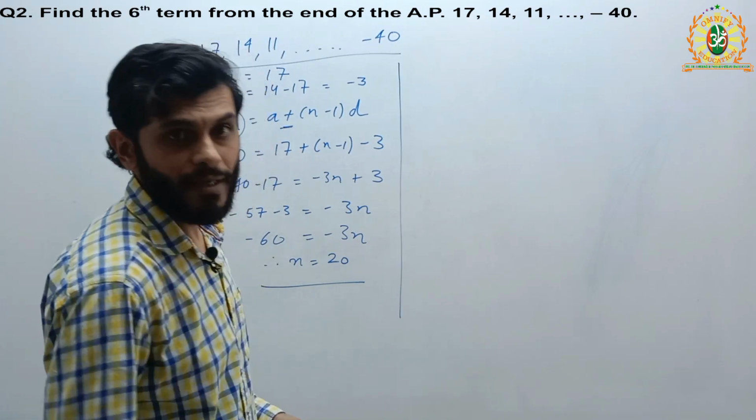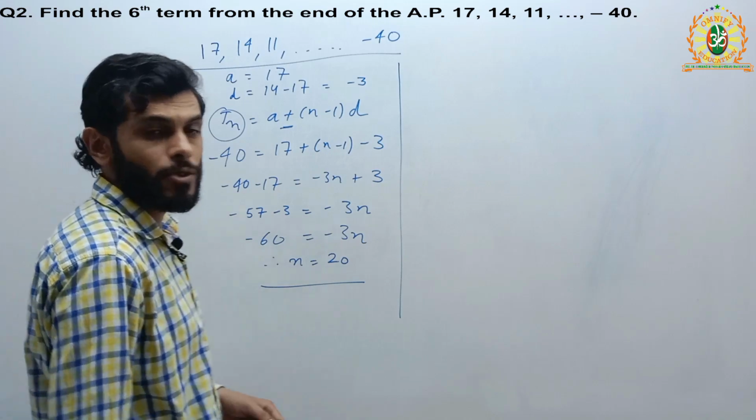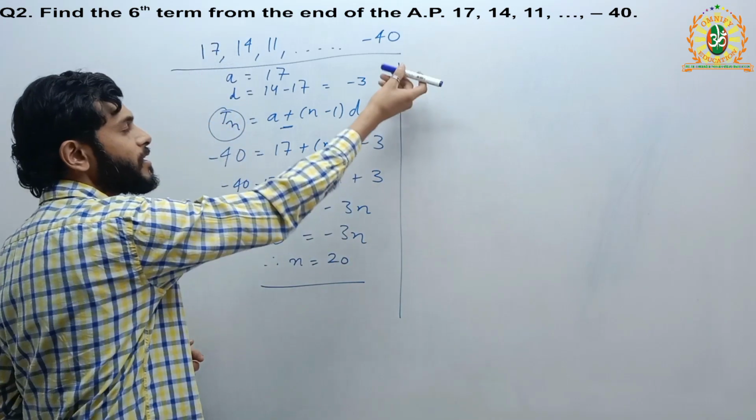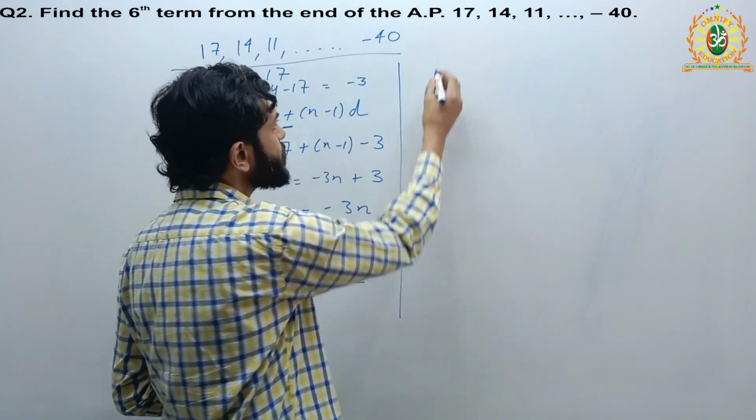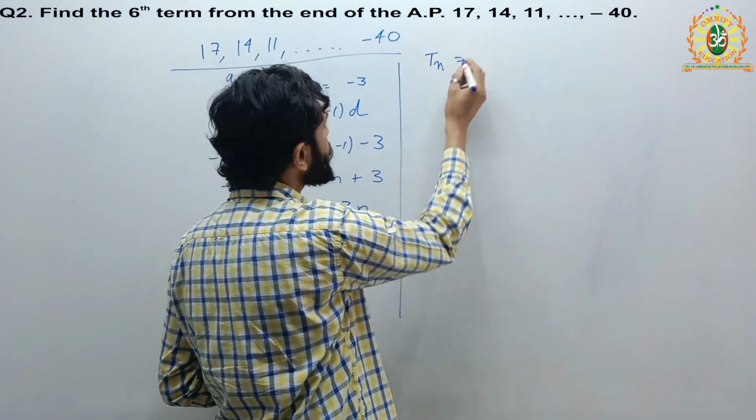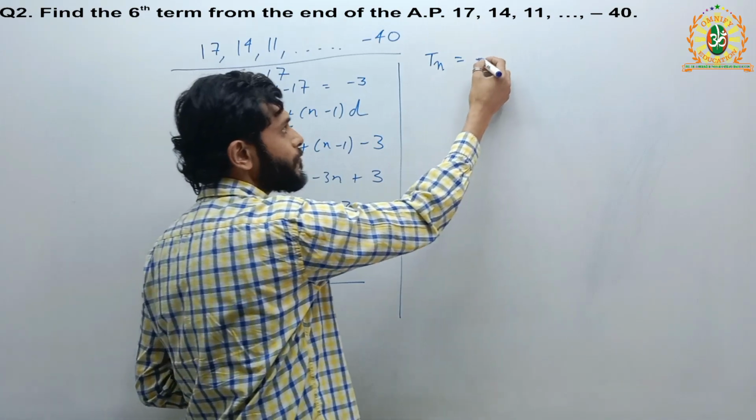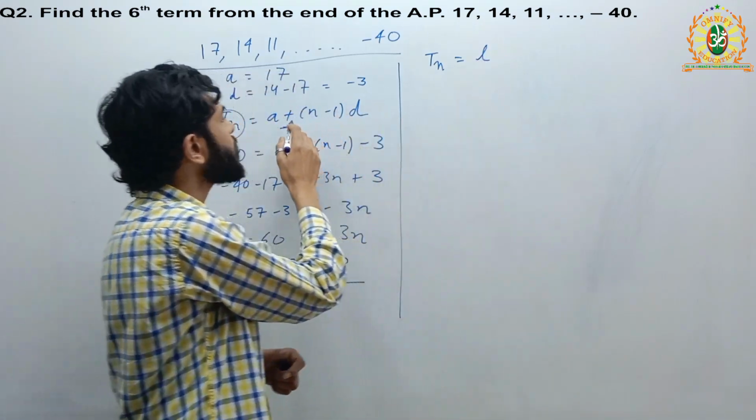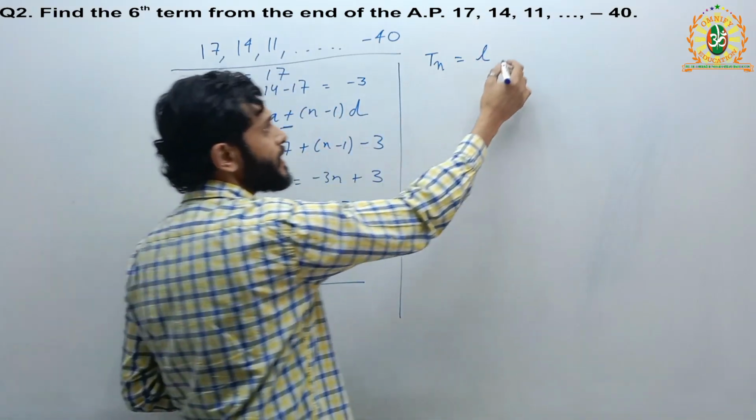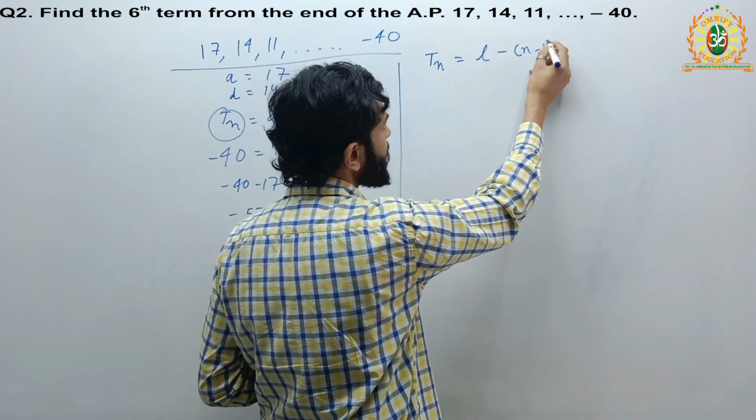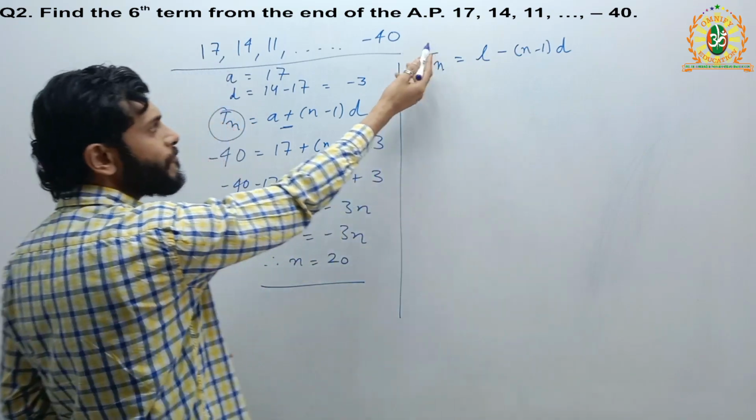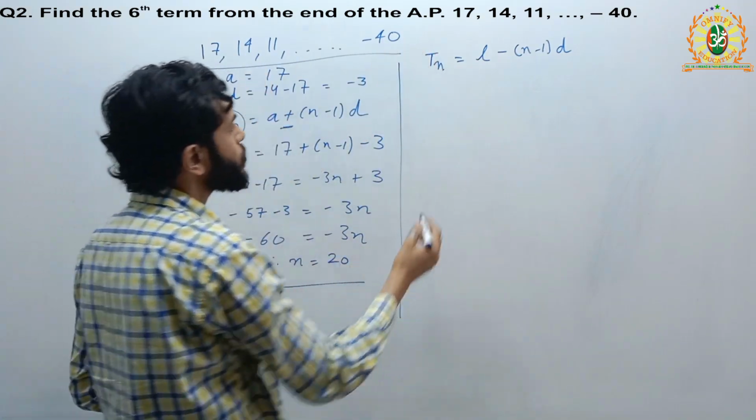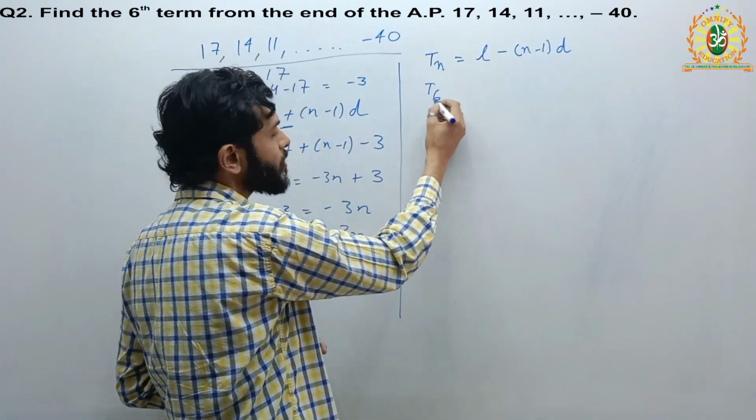Now we have to find the sixth term from the end. If we have to find anything from the end, our formula gets slightly modified, and it becomes Tn is equal to, instead of a you have to write l, which is the last term, and instead of the positive sign you have to take the negative sign into consideration, so l minus n minus 1 into d. This formula gives you any term from the end of the AP. So now we have to find the value of the sixth term from the end.